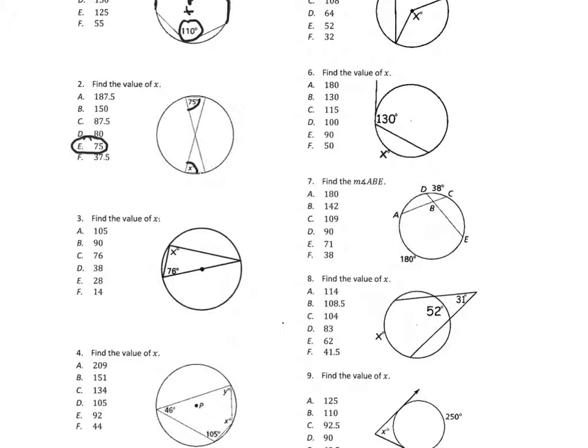All right, looking at number 3, we have a triangle inside the circle, and that's called an inscribed triangle. And what we learned was the tangent, the point where the triangle touches here, that's always going to be 90 degrees. So we can just circle 90 degrees.